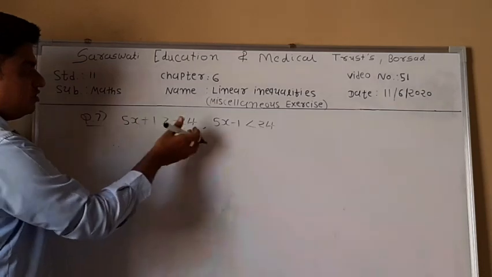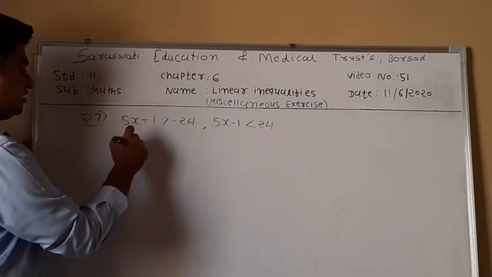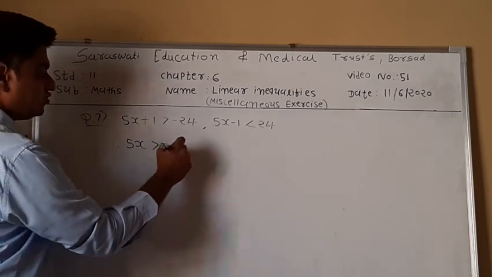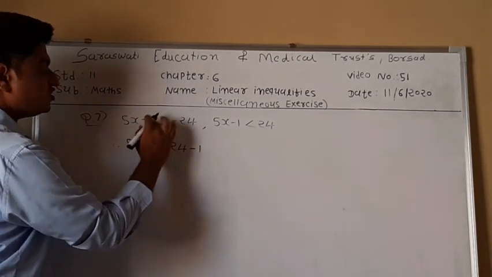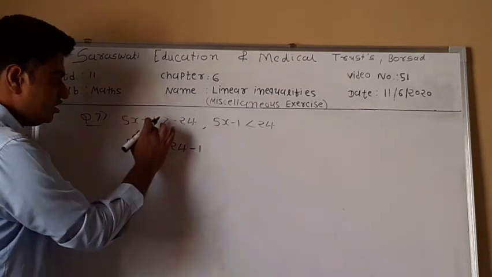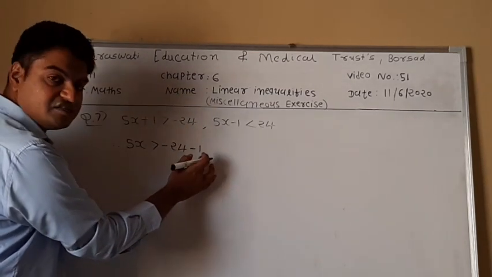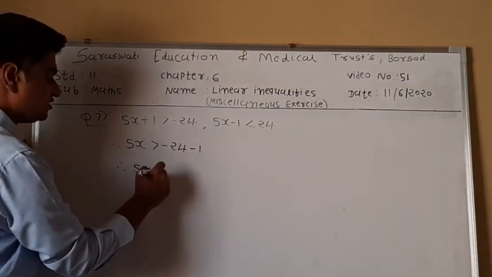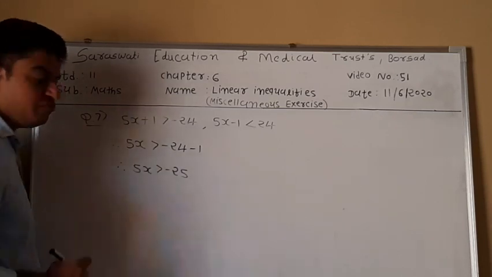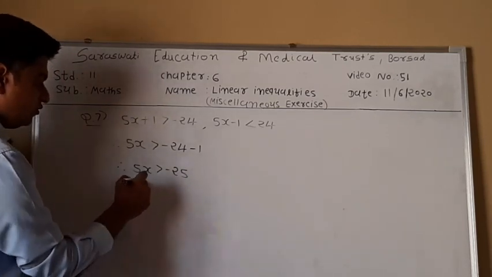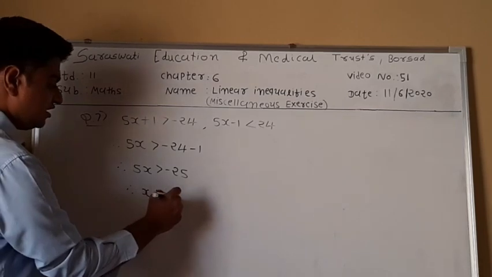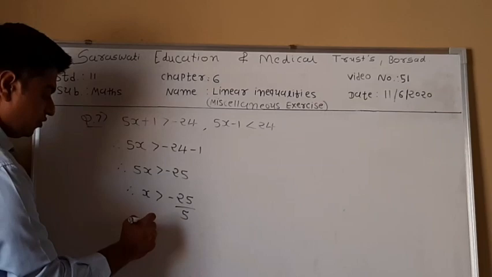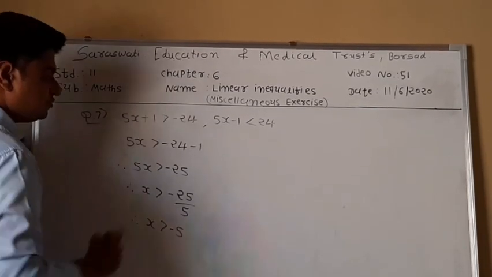Here plus 1 is written on the opposite side and the sign changes. So 5x greater than minus 24 minus 1. So therefore 5x greater than minus 25. Now divide by 5. So therefore x greater than minus 25 upon 5. So therefore x greater than minus 5.